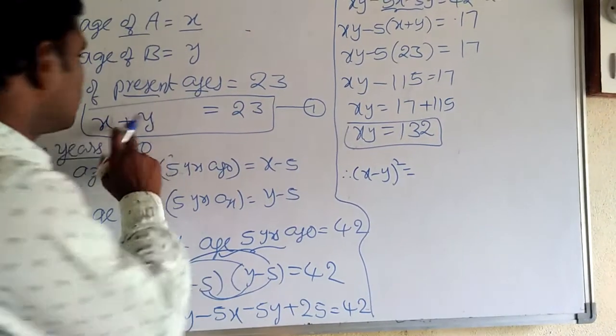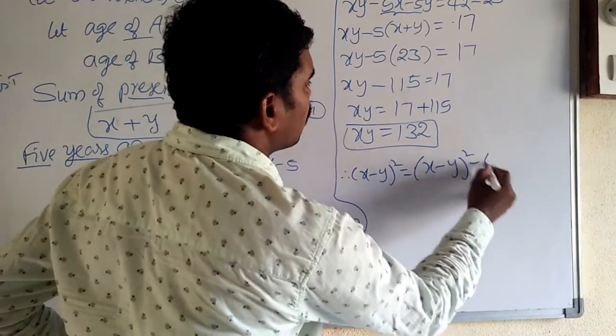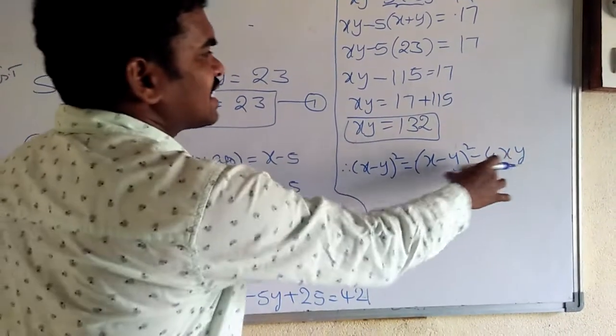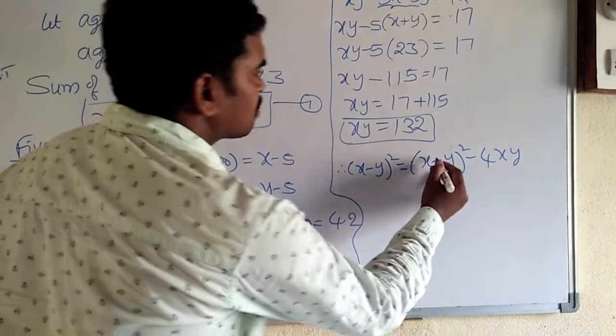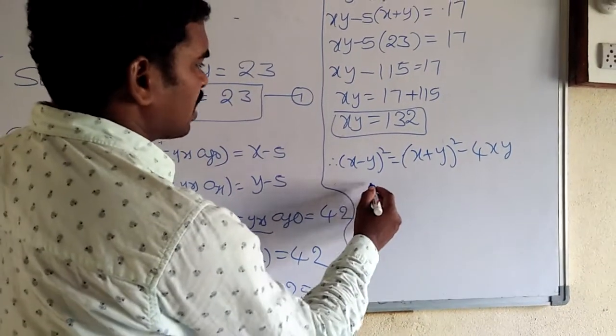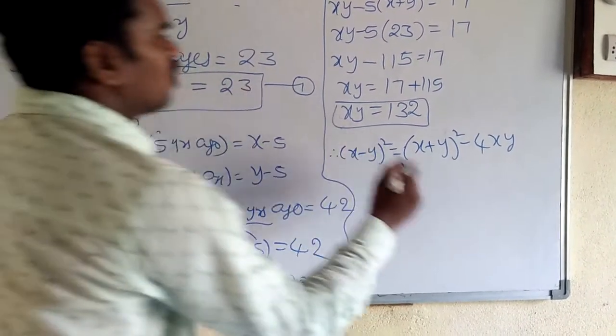But in terms of x plus y and xy, that is (x minus y) whole square equals (x plus y) whole square minus 4xy. You can check whether it is right or wrong. X minus y whole square we don't know, keep it as it is. What is x plus y? X plus y is 23.